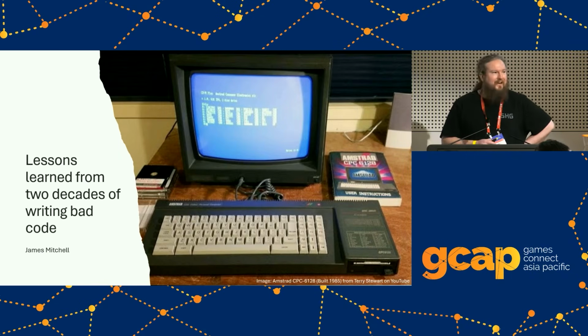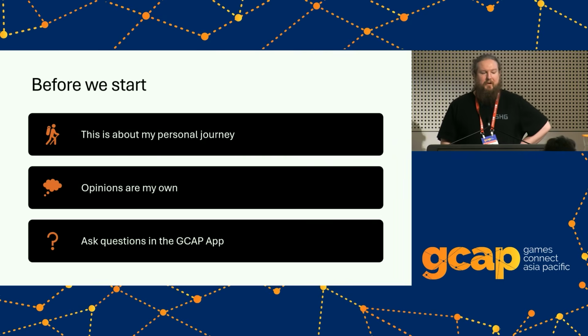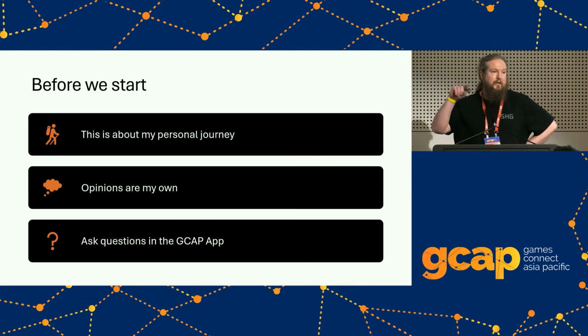So, my name's James Mitchell, and I'm going to be discussing today lessons learned from 2 decades of writing bad code. Before we start, this is about my own personal journey, and all opinions are my own. I'm going to ask that people try entering the questions in the GCAP app. In there, you can find the talk, and then there's a Q&A button. I'm going to try it, and we'll see how well it works for questions.